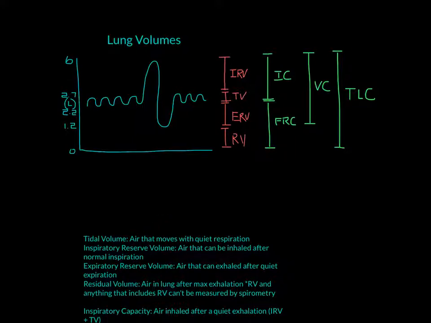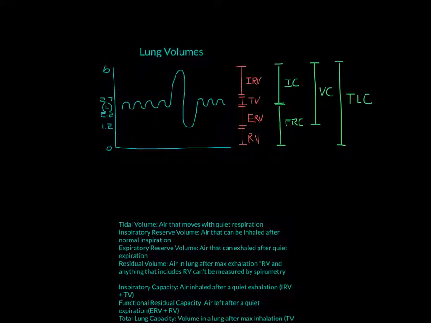And the final one is the residual volume. So after you've expired, how much air is left? That's essentially the residual volume. And we've already gone over all 4 of these. And so these are capacities. What we can do here is just explain what each of these are composed of.